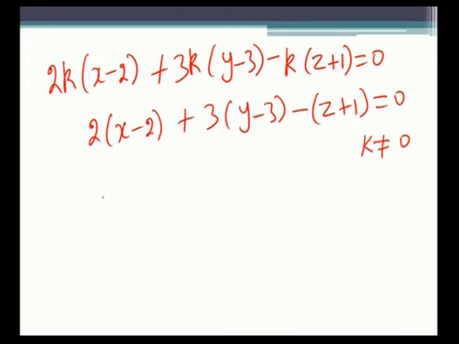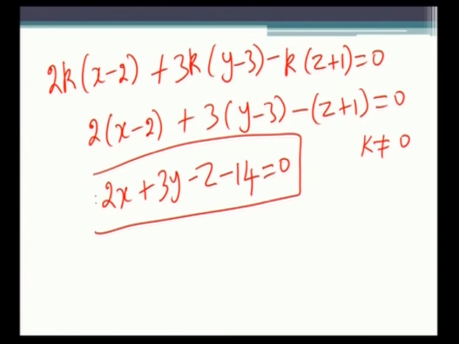Now simplifying this equation further, we will get 2x plus 3y minus z minus 14 is equal to 0. This is the required equation of a plane which passes through the given point and is perpendicular to OP, a line drawn from the origin.